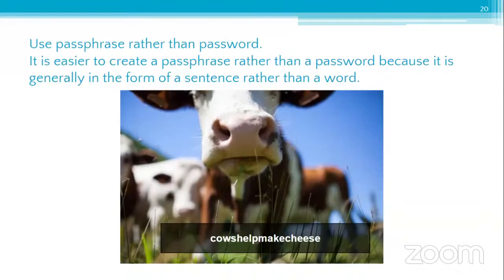Another option is you can use a passphrase rather than a password. A passphrase is easier to create than a password because it is generally in the form of a sentence rather than a word. You can just create a sentence, but the sentence will be strong. The same example that we used before is an example of a passphrase. Here you don't need words. The only thing is to come up with a strong sentence that nobody can break or guess. Next slide.